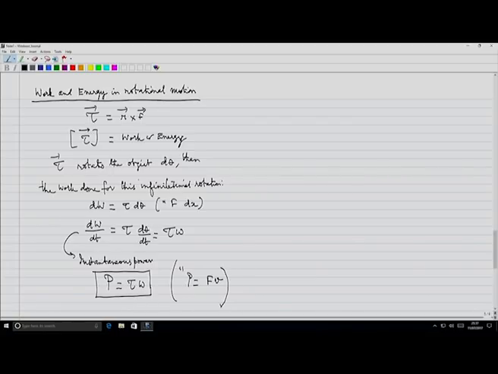So you can see that there is hardly any distinction between linear motion and rotational motion with respect to either kinematical equations or dynamical equations. There is a one-to-one correspondence. Now there is only one thing which is left out in the last lecture.